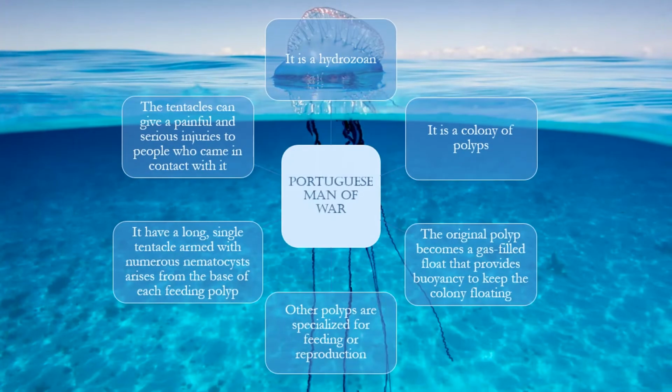Portuguese man of war. It is a hydrozoan and a colony of polyps. The original polyp becomes a gas-filled float that provides buoyancy to keep the colony floating. Other polyps are specialized for feeding or reproduction. A long, single tentacle with numerous nematocysts arises from the base of each feeding polyp. The tentacles can cause painful and serious injuries to people who come in contact with them.